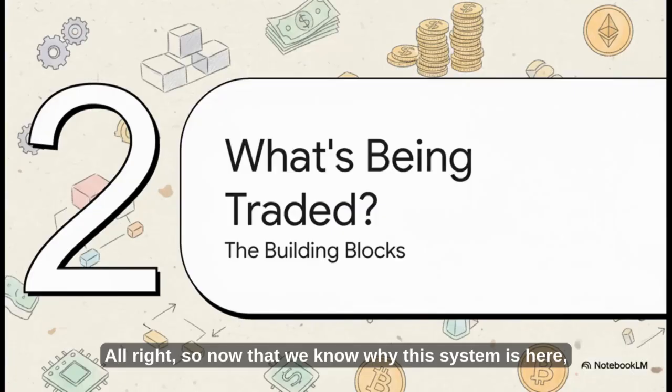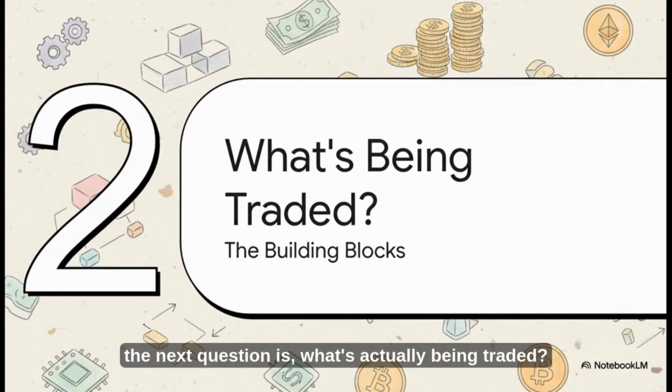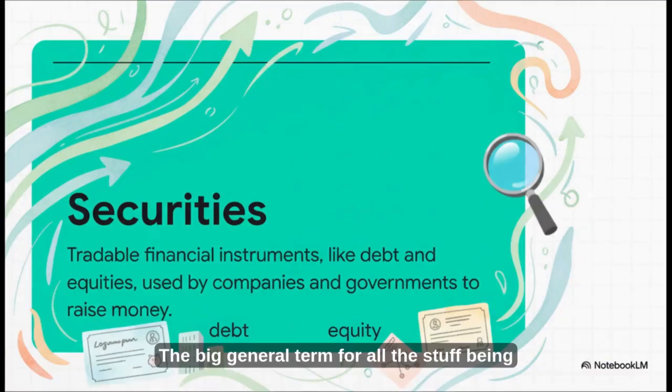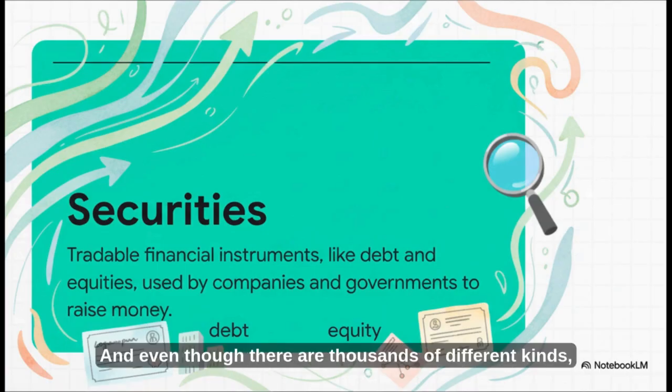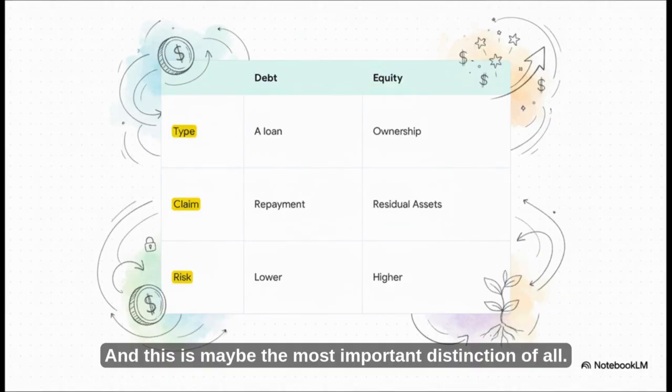All right, so now that we know why this system is here, the next question is, what's actually being traded? What are the actual building blocks of the entire market? The big general term for all the stuff being traded is securities. That's it. You can just think of them as contracts that have some kind of financial value. And even though there are thousands of different kinds, pretty much all of them fall into just two major buckets: debt and equities. And this is maybe the most important distinction of all.